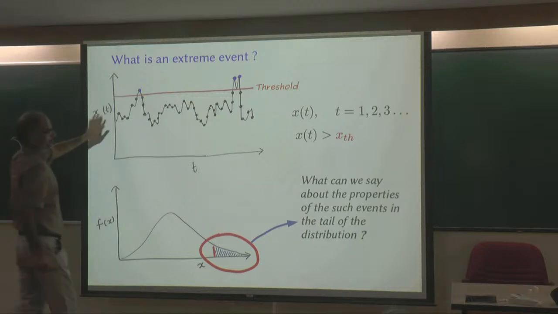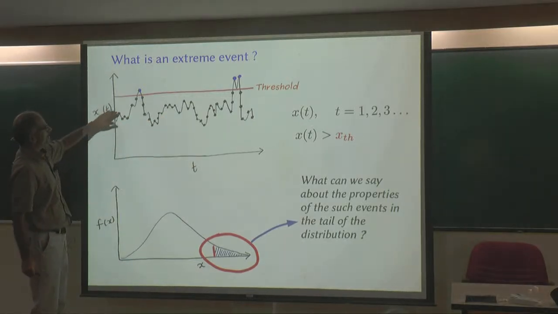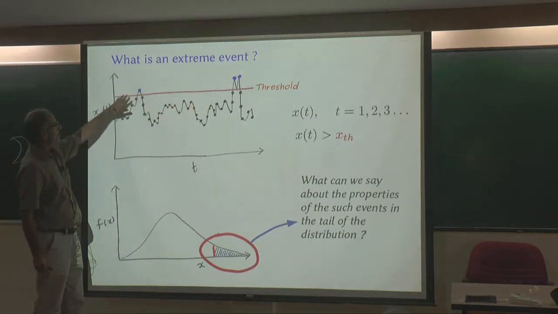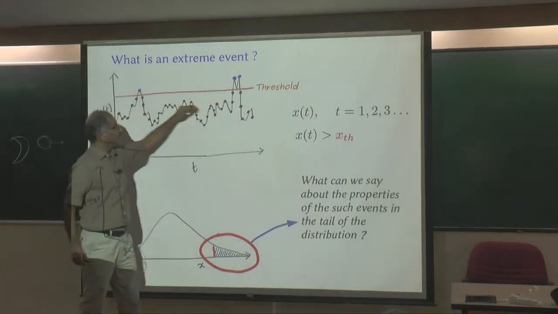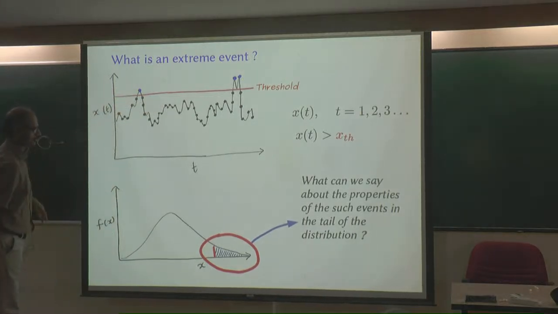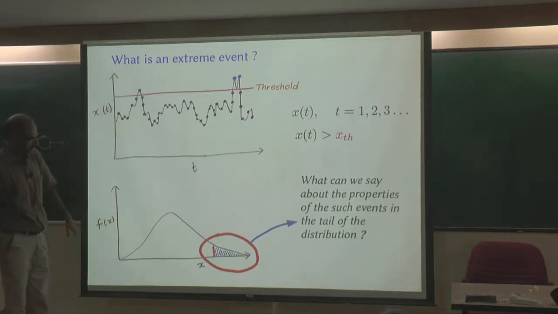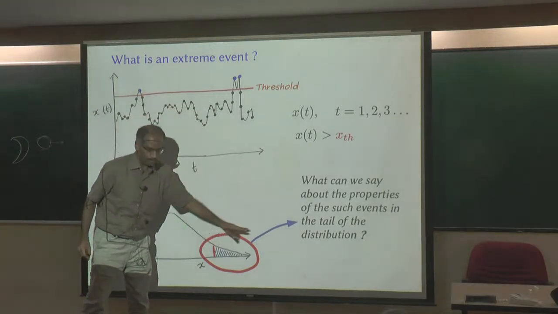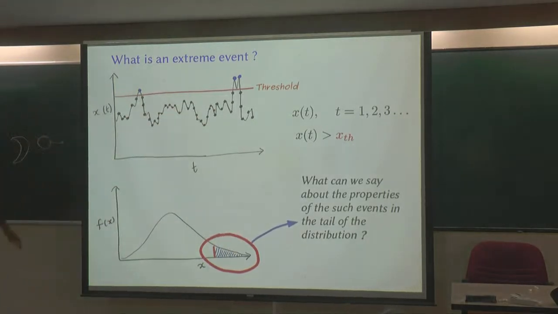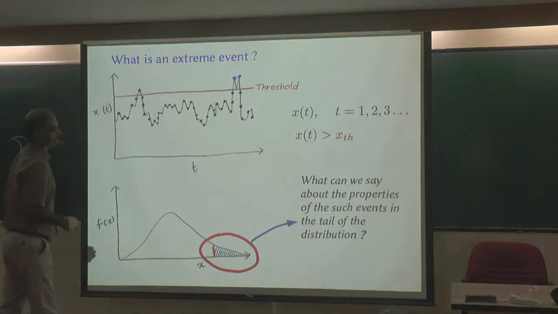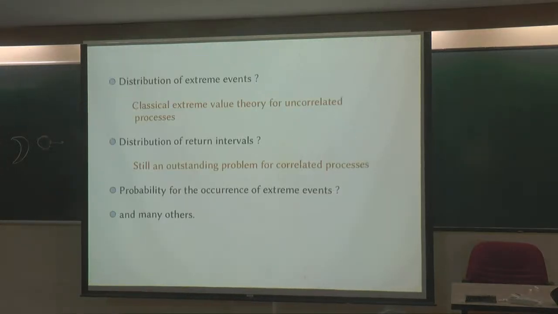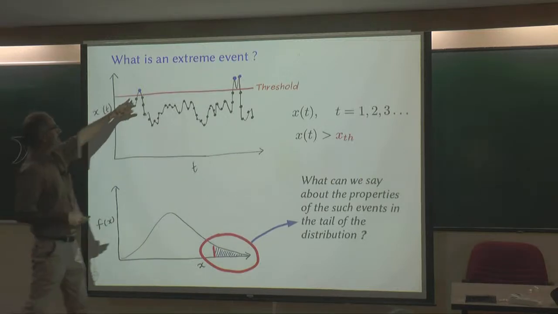So here is the setting. I have some process as a function of time, and whenever I put in some threshold, every time I have a crossing above this threshold, I call it an extreme event. You can convert it into a distribution like this, and all these extreme events would fall in the tail of the distribution. So you're asking the question, what can I say about the events that are there in the tail of the distribution? Typically there are many questions that you can ask about such events. The first is the distribution of extreme events itself.